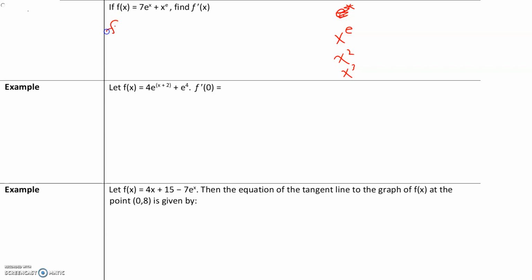Now let's take the derivative, f prime of x. So the derivative of 7e to the x is just 7e to the x. And the derivative of x to the e, the exponent comes to the front, so we have e times x to the e minus 1 power. Okay, and that's it.